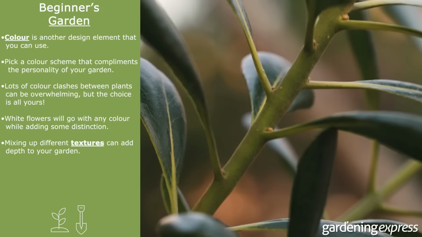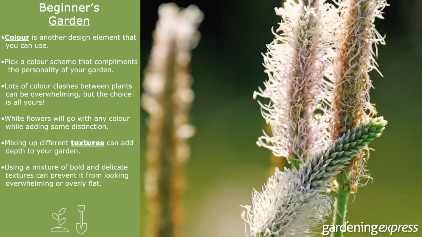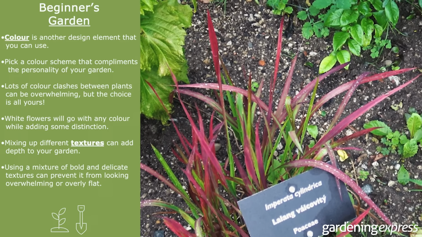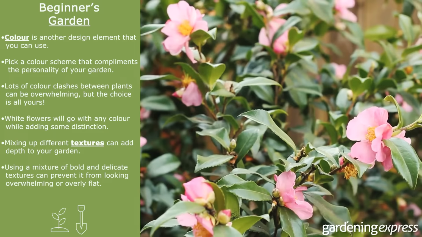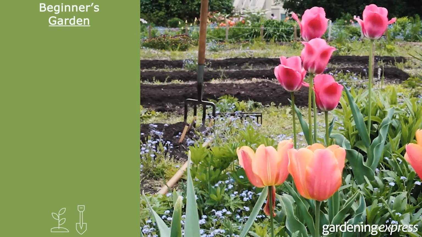Next, let's talk about textures. Mixing up different textures can add some depth to your garden. Using a mixture of bold and delicate textures can prevent it from looking overwhelming or overly flat. For example, ornamental grasses are great for some finer textures, and plants like hostas or camellias are great to add some boldness.